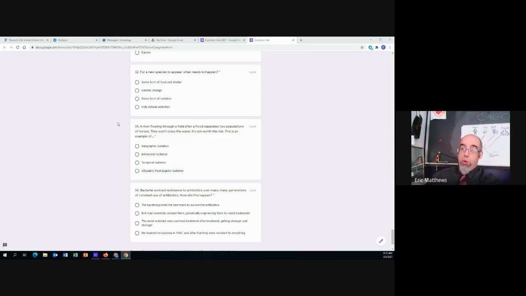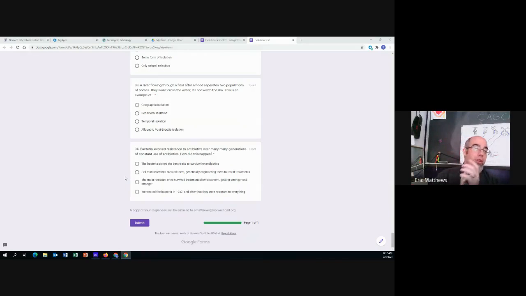So a river flows through a field and separates one group of horses into two groups of horses. They cannot cross that river. Is that geographic isolation, behavioral isolation, temporal isolation, or allopatric postzygotic isolation? So the river separating: geographic, behavioral, temporal, or allopatric postzygotic. It's not the last. Well, at our level, it's not the last one.